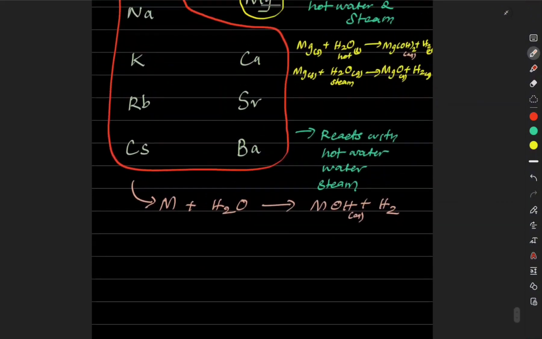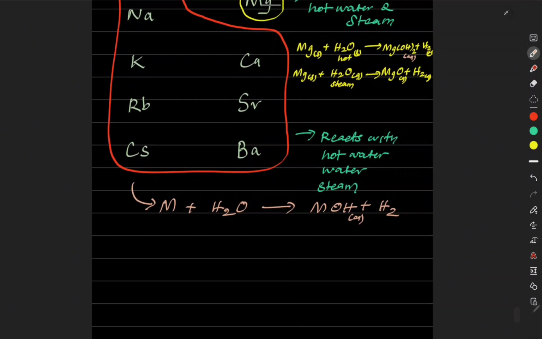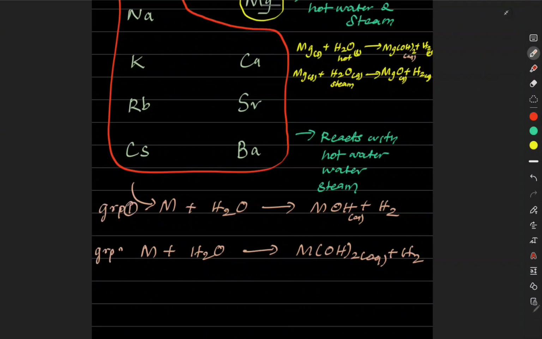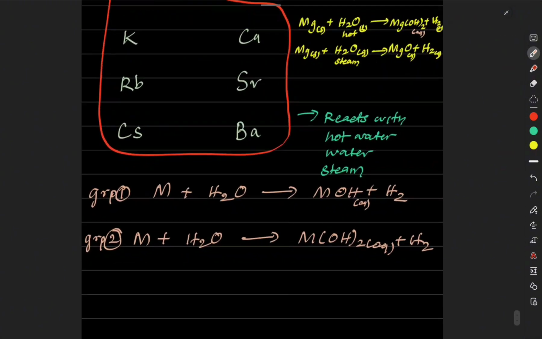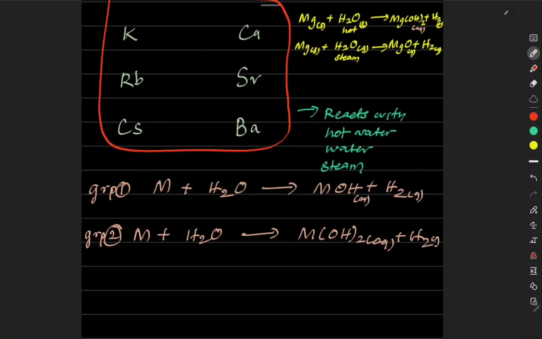For group 1 elements, the reaction is common. For group 2 elements, M plus H2O, the valence is 2, and therefore M(OH)2 plus H2. This is for group 1, this is for group 2. The physical states must be mentioned.